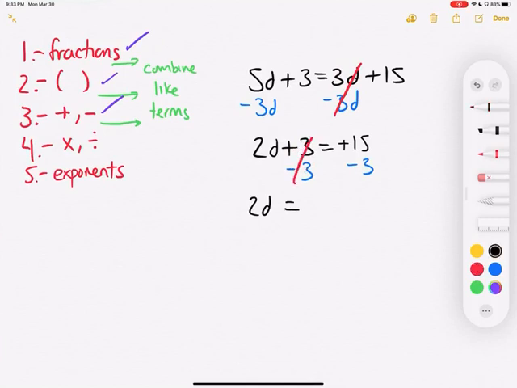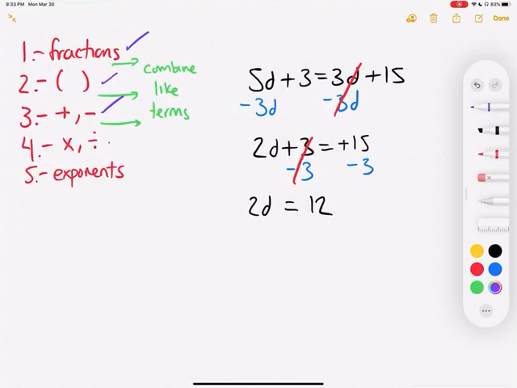On the other side of the equal sign, I also have to combine like terms. I have to combine those two numbers. So 15 minus 3, that should be 12. And then at this point, can you see I don't have any more addition or subtractions? I just have one term on the left and one term on the right.